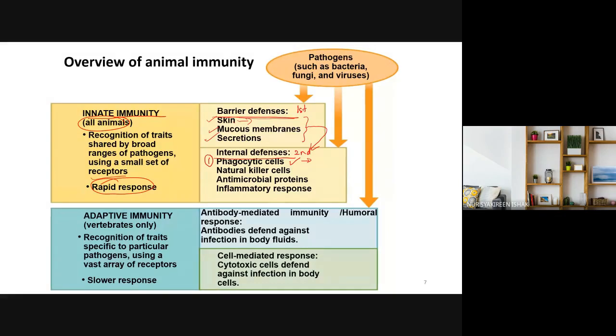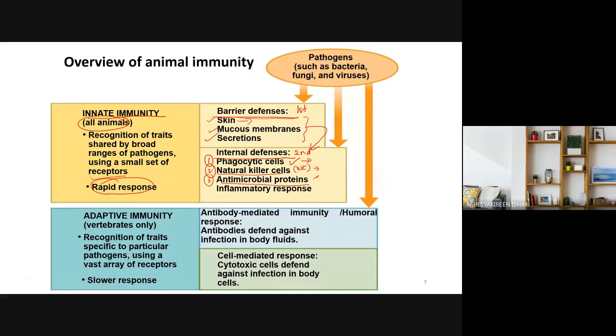So those are examples of phagocytic cells that, when they encounter a pathogen, will engulf the pathogen. Okay. Number 2 is natural killer cell, or we call it NK. So this NK will kill any body cells that are infected by the pathogen. If the NK encounters an infected body cell, it will destroy the infected body cell along with the pathogen inside it. Okay. Number 3 is antimicrobial proteins.